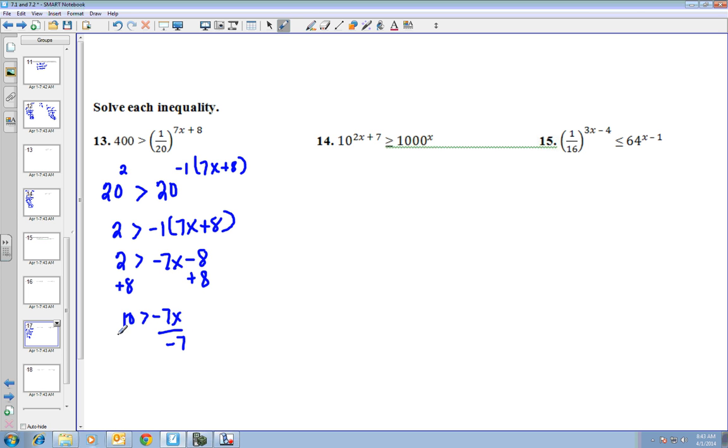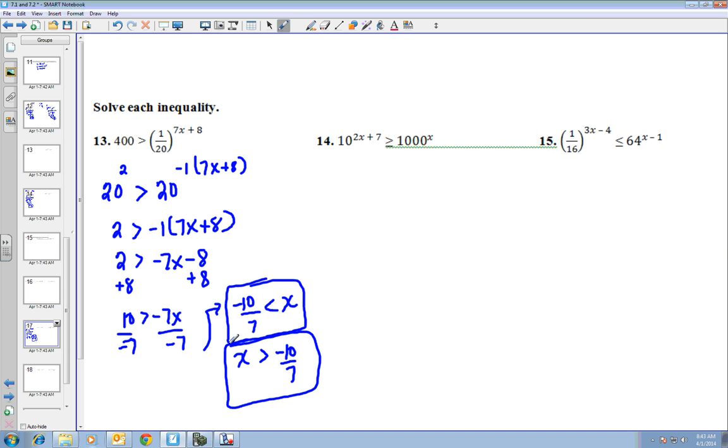Divide by negative 7. Now when I divide by negative, what do I do to my inequality? I'm going to switch it. So I have negative 10 sevenths is less than x. But then aren't we used to seeing our variable on the left-hand side? So I'm just going to switch this whole thing around. You can leave it like that, and I wouldn't count it wrong. But normally we would see it as x is greater than negative 10 sevenths. Yes. Okay, let's do one more.